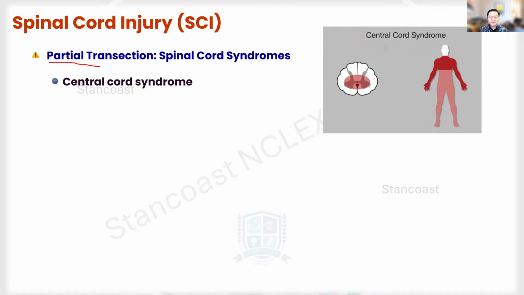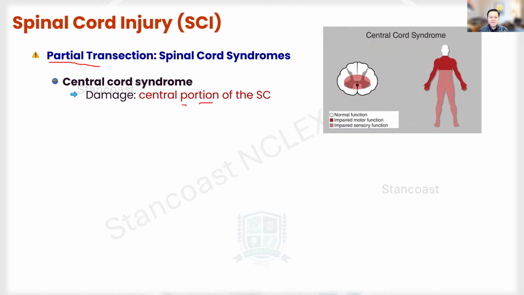So let's talk about this one, central cord syndrome. So where exactly is the damage? Well, again, this is affecting the central portion of the spinal cord, right? And this is an area that contains the nerve fibers that will carry the signals from the brain to the various parts of the body, and those that will also relay the signals back to the brain. So again, we're talking about the central portion of the spinal cord injury.